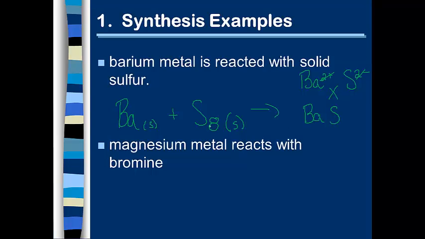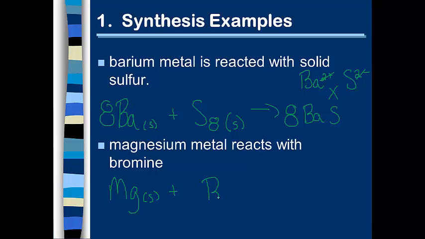Now to balance it, this is what we've got to do. We've got to take into account that S8. So I've put an 8 here in front of BaS, and it's going to give me an 8 here in front of barium. Okay? All right, then we're going to have magnesium metal, which is a solid.